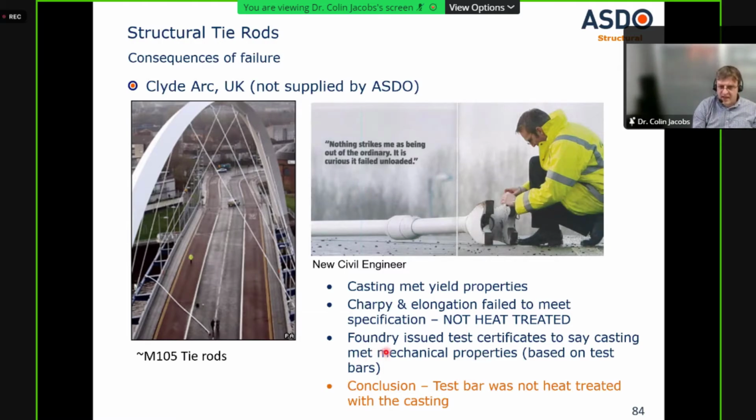Yet the foundry had issued test certificates to say the casting met mechanical properties because these were based on the test bars. There was no control over whether the castings went through the same process as the test bars. So really the conclusion of this investigation was that the test bar was not heat treated with the casting. So whilst it maintained the strength, after a few years of being loaded, it basically just failed in a brittle fracture.